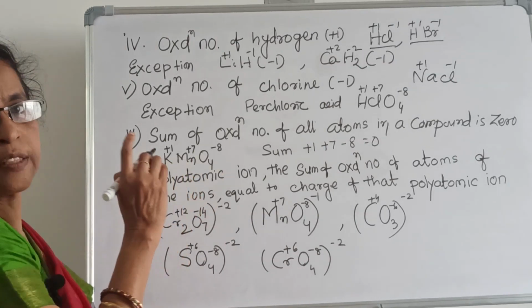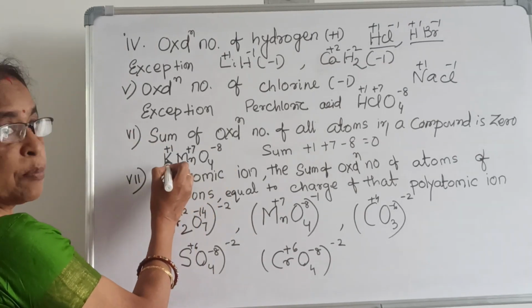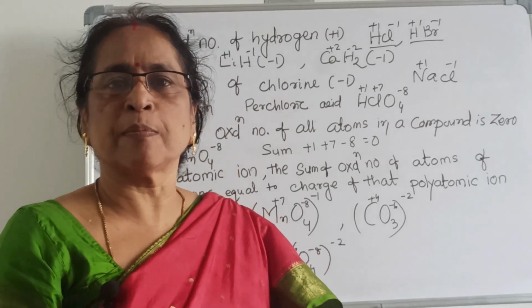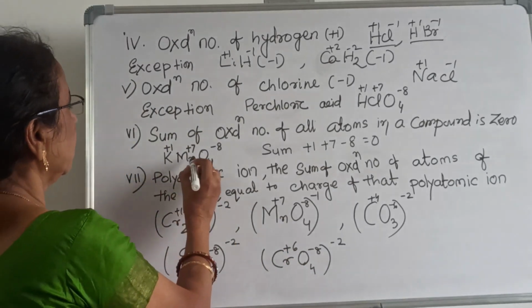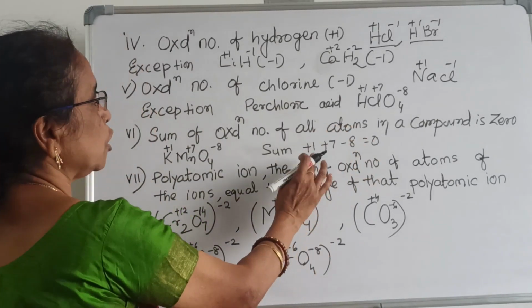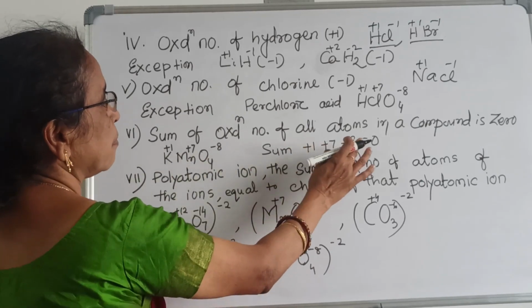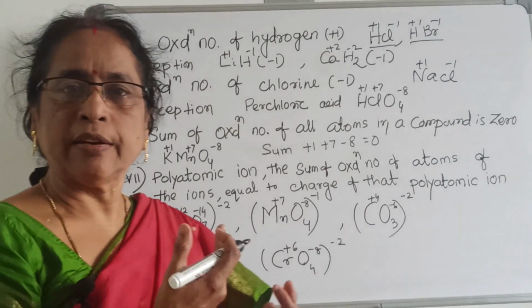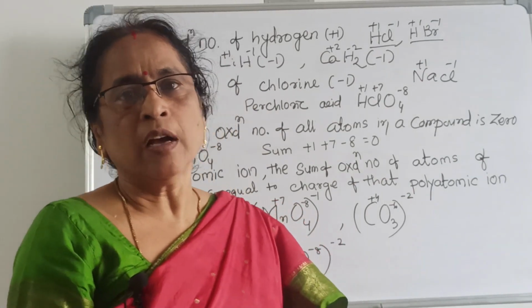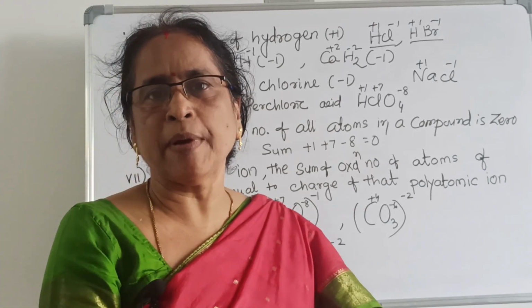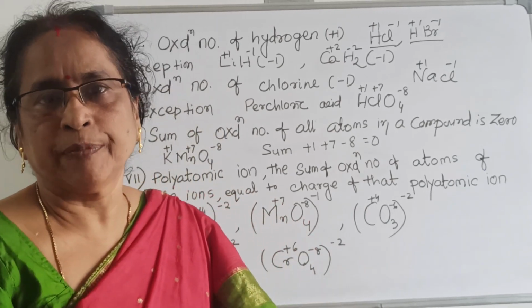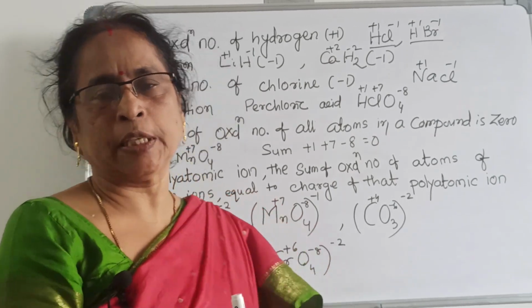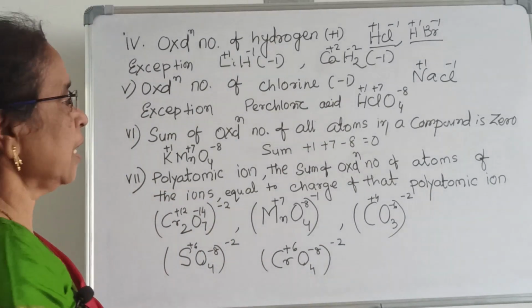Now here you can see another example, KMnO4. Here oxygen is minus 2 times 4, minus 8, and potassium is plus 1. So manganese should show plus 7, so that the sum of all the oxidation numbers equals 0. See: plus 1 plus 7 minus 8 equals 0. Similarly, you can see different types of compounds. You can find the oxidation number of a particular element by adding all the oxidation numbers, which should equal 0. Then you can easily find the oxidation number of a particular atom of the element.